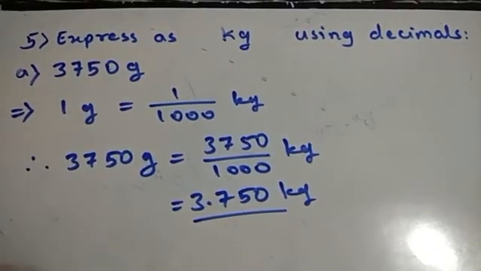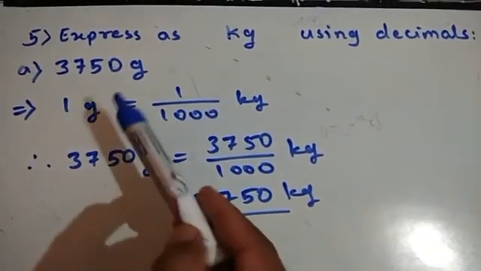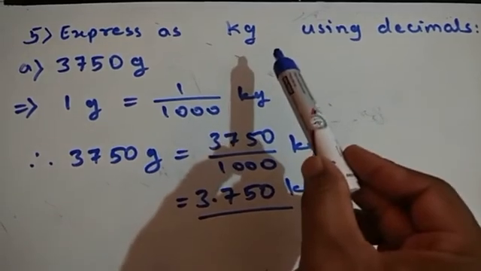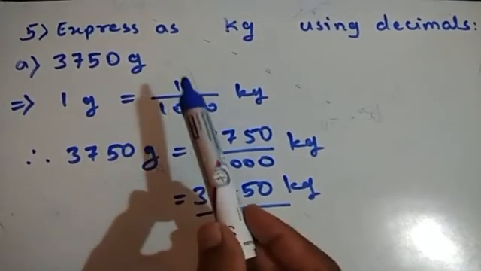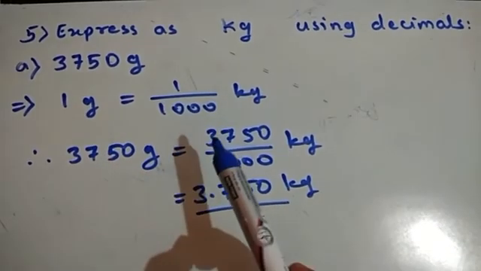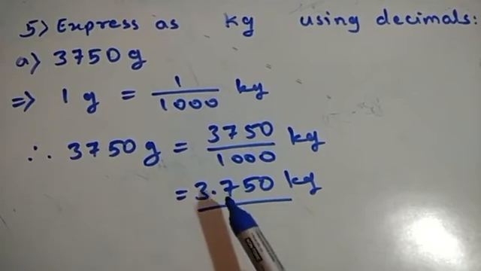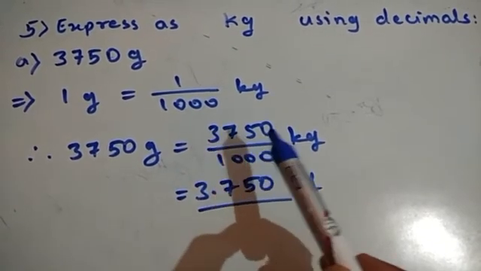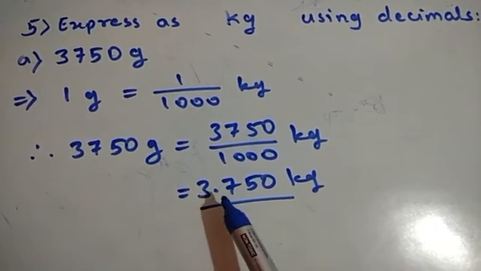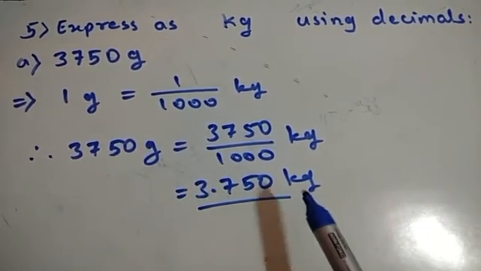Now the next question is express as kilogram using decimals. One example you can see here, 3750 gram we have to convert into the kilogram. We know that 1 gram is equal to 1 upon 1000 kilogram. Therefore 3750 gram is equal to 3750 upon 1000 kilogram. And that we can write in the decimal form now. 3750, write down as it is. Here 3 zeros are there. Before 3 digits put decimal point. Now 3750 gram becomes 3.750 kilogram.